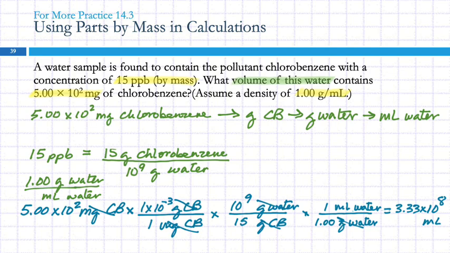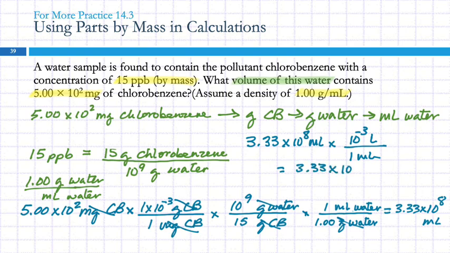And I'm thinking they're probably going to put that in liters instead of milliliters because it's just so big, right? So 3.33 times 10 to the 8th milliliters. I can convert that to liters. So 3.33 times 10 to the 5 liters of water.